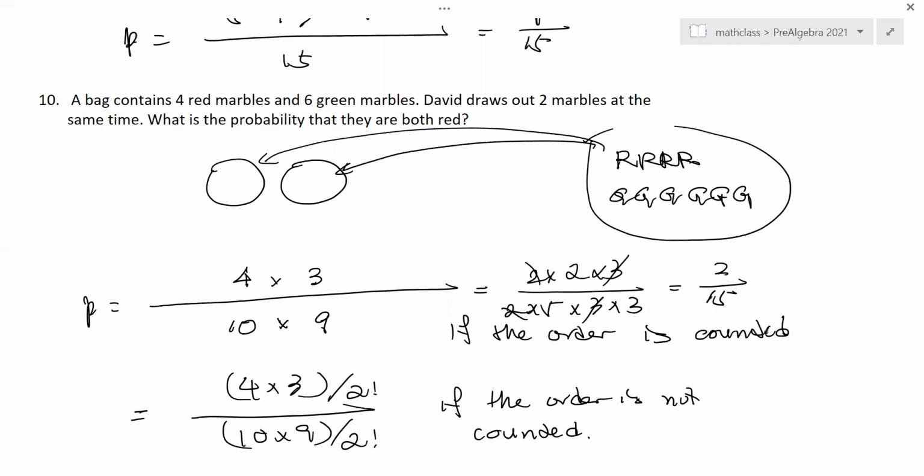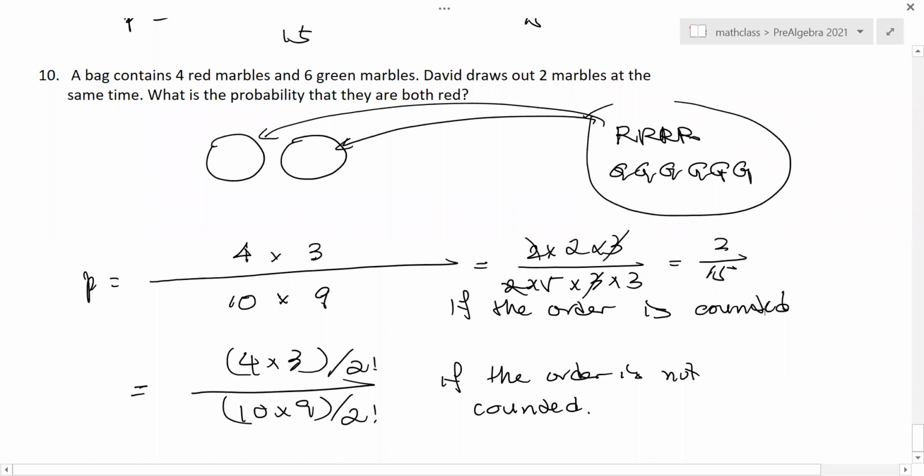Both are red. If the order is not counted, then we call that a pair of marbles, and you have to divide by 2 factorial. After you simplify, you still get 2 over 15. So those are the basic probabilities. And in the advanced math class, we're going to study more complicated probability problems.